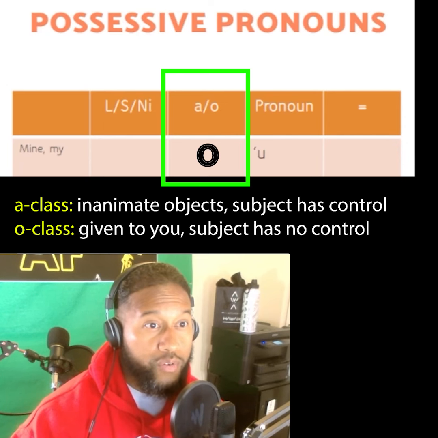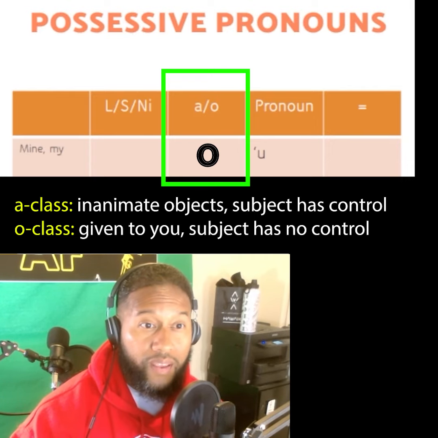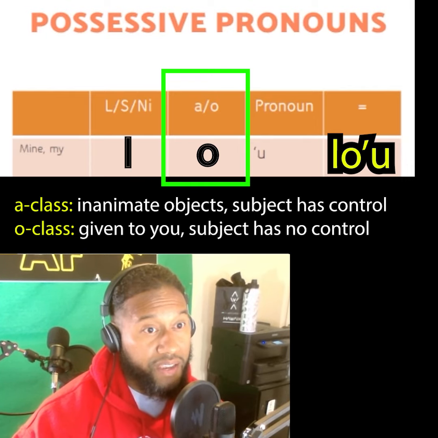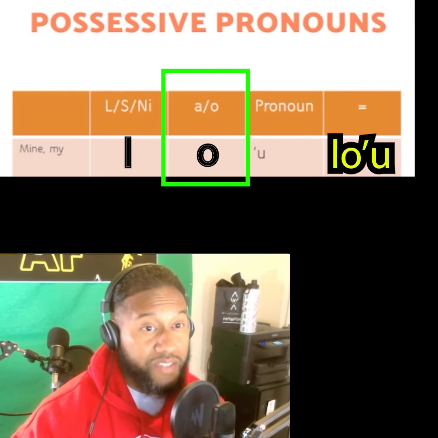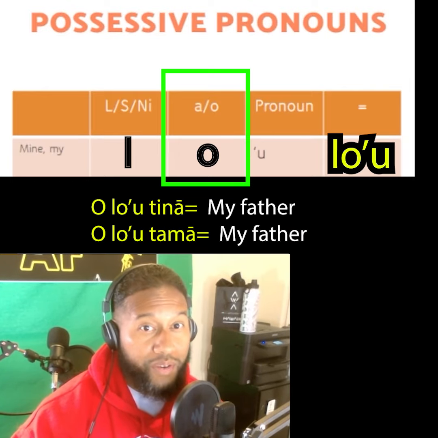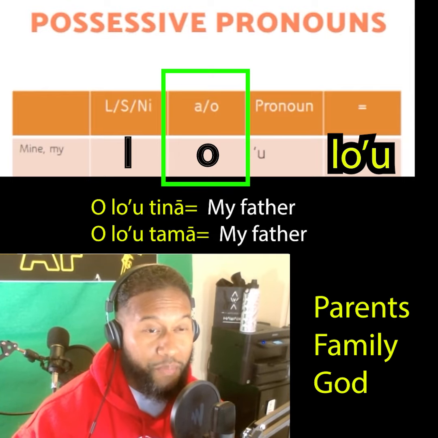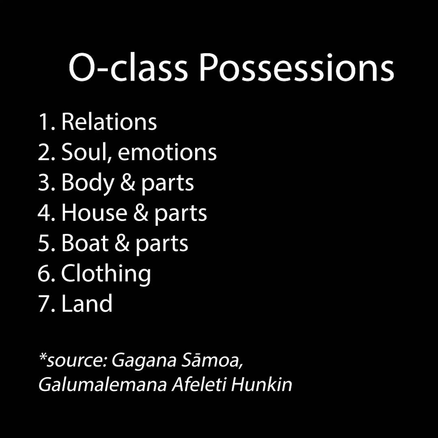If we bring the O down instead of the A, O-class possessions are things that are out of your control and also relationships that you were born into. You'll hear people sometimes interchange the A and the O class due to context, and sometimes people just don't know the difference. But whatever you do when you're talking about la'u and lo'u, make sure that your parents, your family are O class. Here's a list of some O-class possessions.